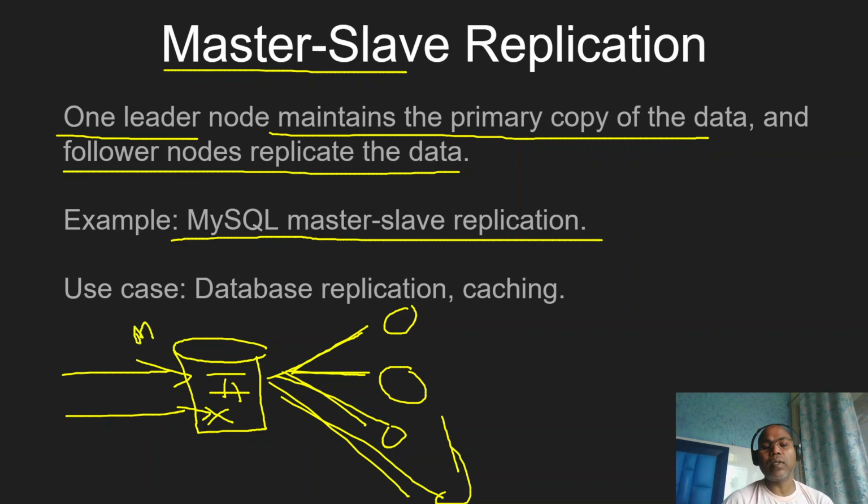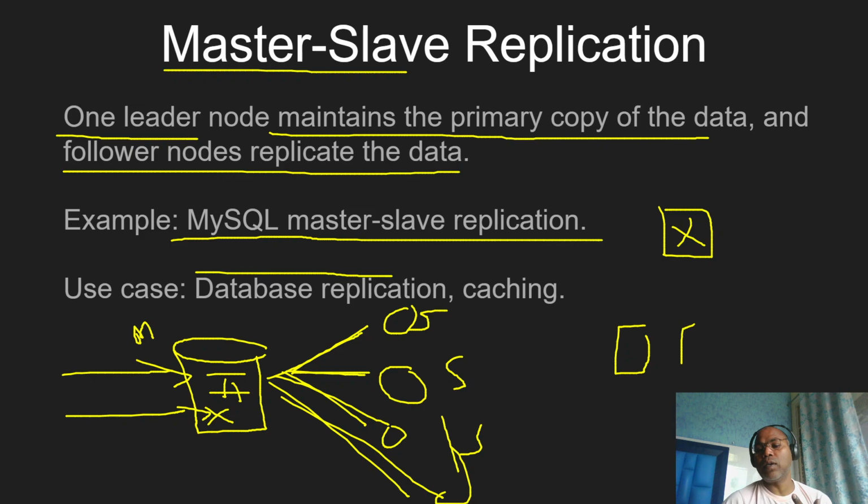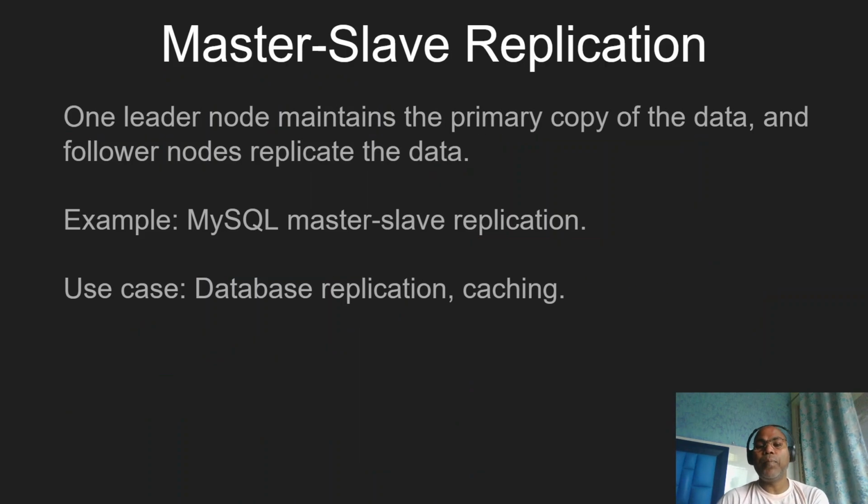So one is considered the master node, and all others are considered slave nodes. Slave means the followers here, and master means the leader. MySQL supports this master-slave replication strategy. You can use it for database replication or a caching strategy, in multiple places where you want to keep multiple copies of the same data. So maybe in a file system, a caching system, or a database, master-slave replication helps us.